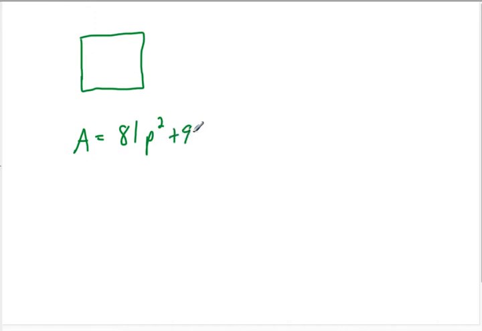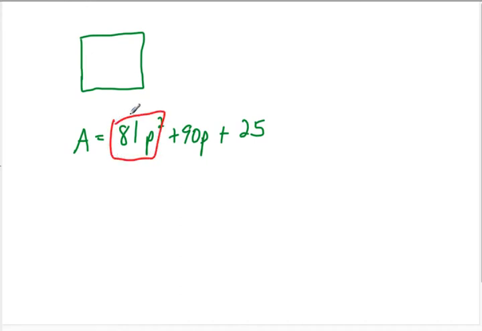The area of a square painting. Okay, so we have a square. They're telling us it's a square, so I'm going to draw the square. And the area is 81p squared plus 90p plus 25. We need to know the side length. Well, if it's a square, the side had to have been squared, so this has to be a perfect square trinomial.